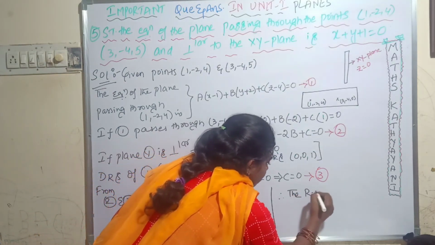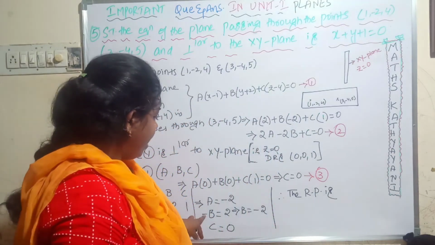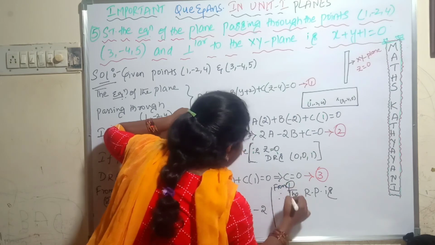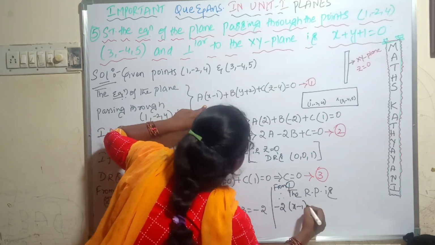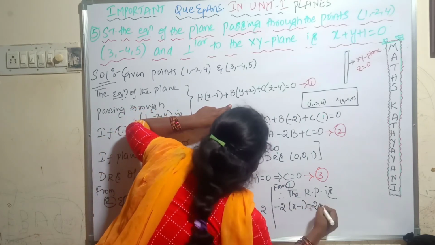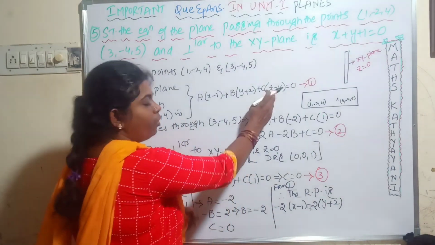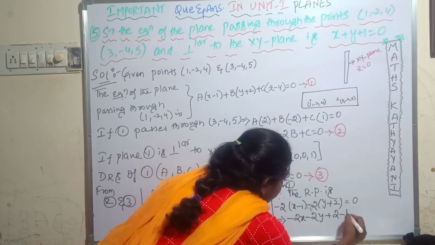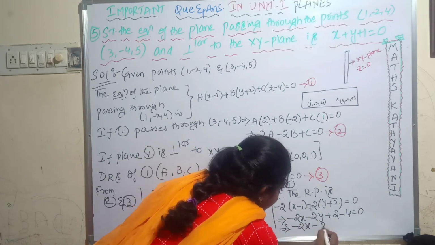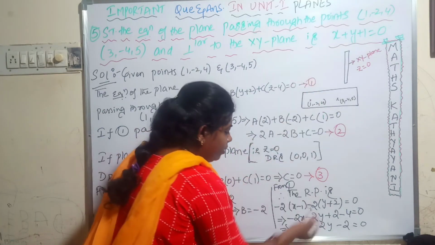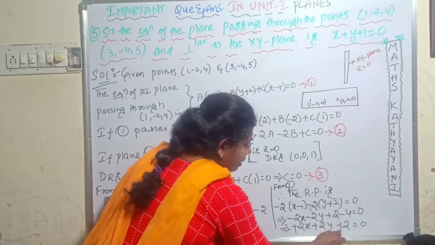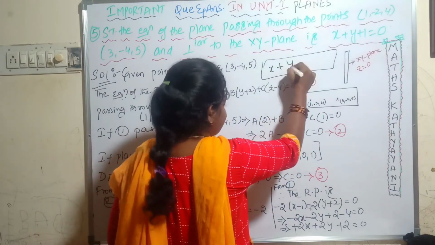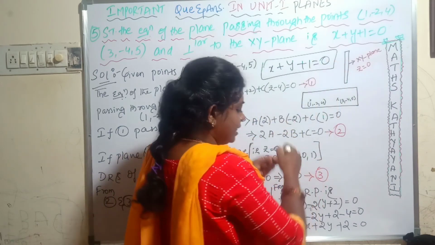Therefore, the required plane equation is obtained by substituting the values of a, b, c in equation 1. From 1, the required plane equation is a is -2 into (x minus 1) plus b is -2 into (y plus 2), and here c is 0, so that term is 0. That implies -2x minus 2y plus 2 minus 4 is equal to 0. That implies -2x minus 2y minus 2 is equal to 0. Multiply the whole equation by minus: 2x plus 2y plus 2 is equal to 0. Cancel the 2, so it becomes x plus y plus 1 is equal to 0. This is the required plane equation.